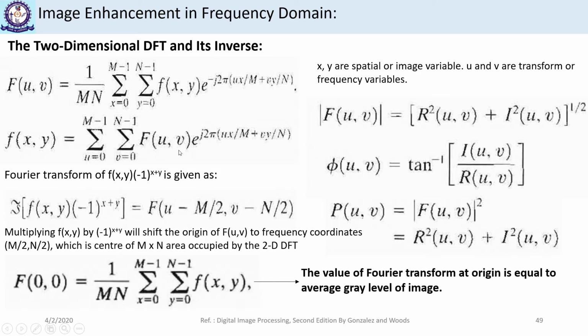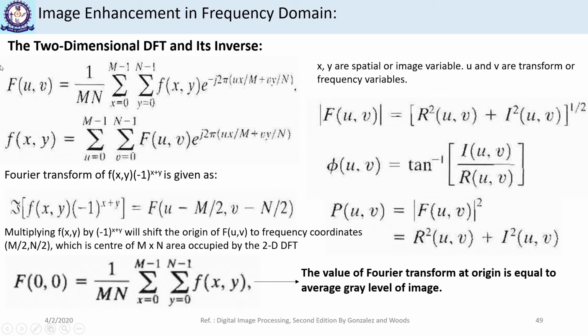Now we need to see that x is varying from 0 to m minus 1 and y is varying from 0 to n minus 1, and we know the dimension of the Fourier coefficient, that is the DFT signal, will be the same as the dimension of the spatial domain signal, that is f(x,y). So u will vary from 0 to m minus 1, and v will vary from 0 to n minus 1.